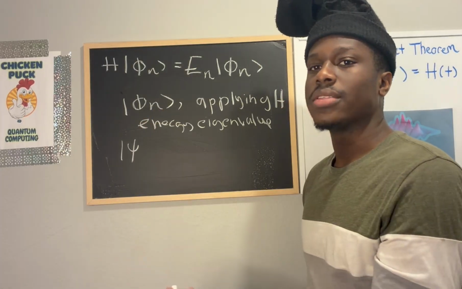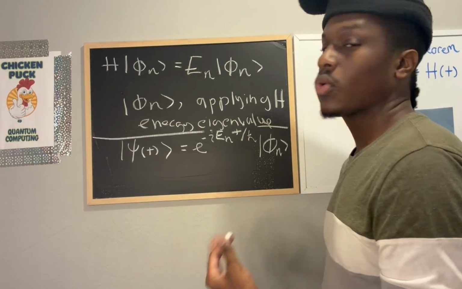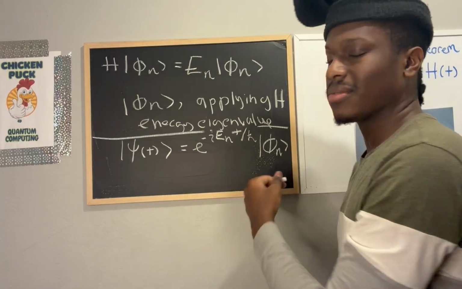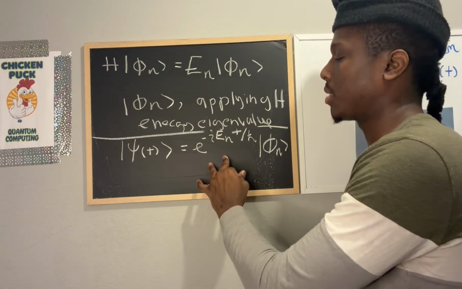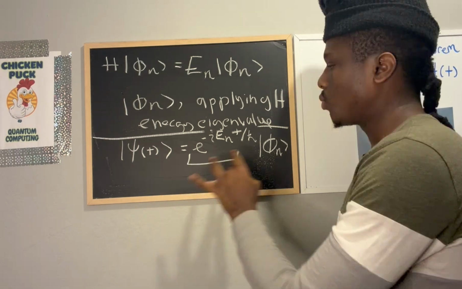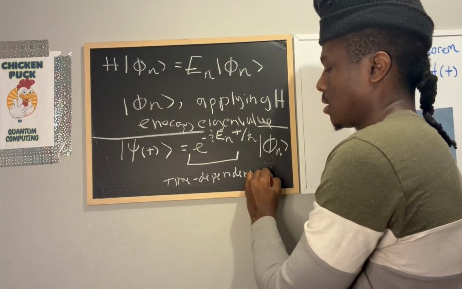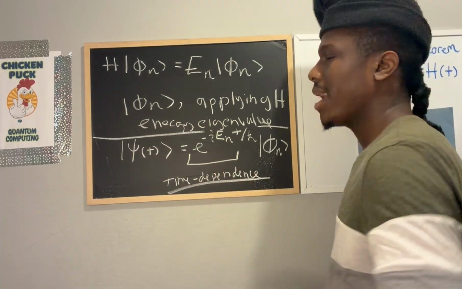Now we can solve the time-dependent Schrödinger equation. So as you can see, the state itself doesn't really change its shape. It basically just picks up a complex phase defined by its energy value. We see the time dependence is completely dependent on this exponential.